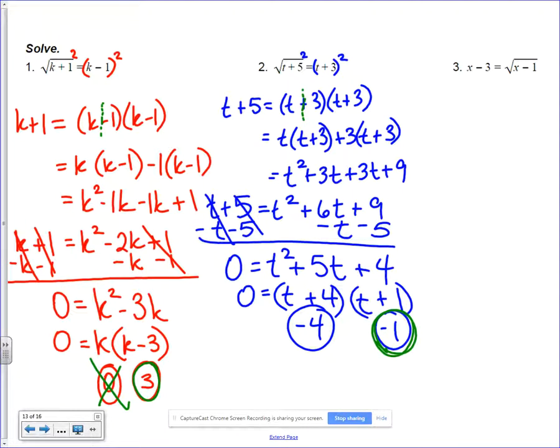Is that all right? Can I show you why this other one doesn't work? If I put a -4 up there, -4 plus 5 is 1. What's the square root of 1? 1. Okay, so this side over here is 1. Other side, if you put a -4 in there, what's -4 plus 3? -1. Does 1 equal -1? No, so this one does not work. Questions, folks?